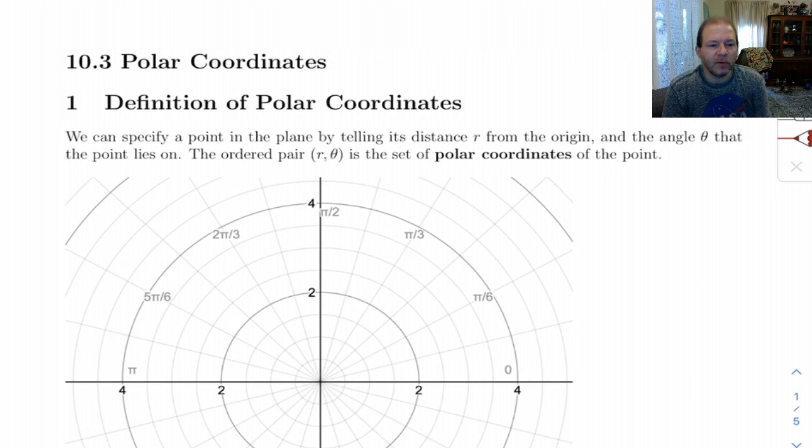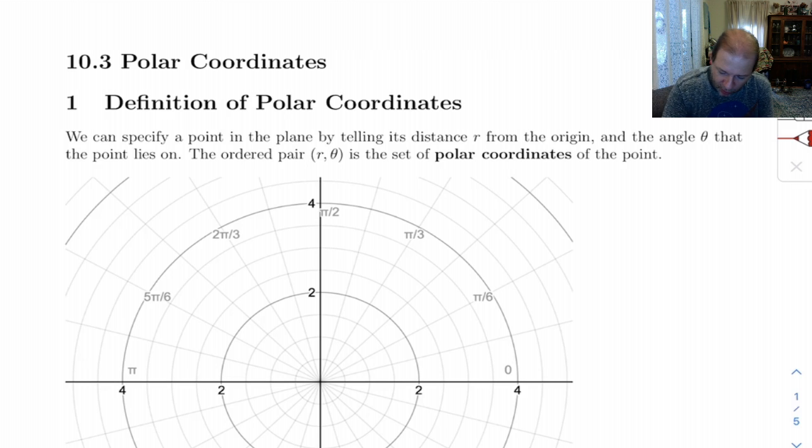Hi guys, today we're going to look at section 10.3, which is on polar coordinates. Now, normally when we talk about the coordinates of a point, we talk about its x-coordinate and its y-coordinate. You know, starting at the origin, how far over do we go and how far up do we have to go to get to a certain point? Well, polar coordinates are just another way of describing the location of points.